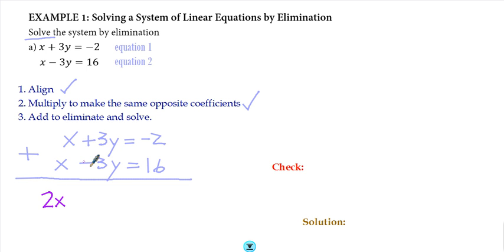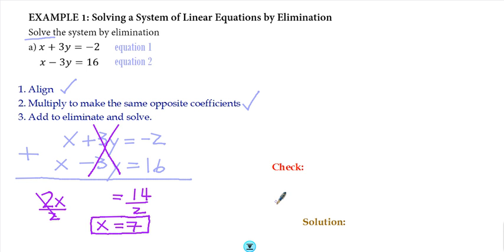Positive 3y plus 3y, remember, we wanted to eliminate them. These are opposites, so these are gone. Equal to negative 2 plus 16, which is 14. And if I divide both sides by 2, x is equal to 7. So we already solved for one variable. We eliminated the y, so we found x.